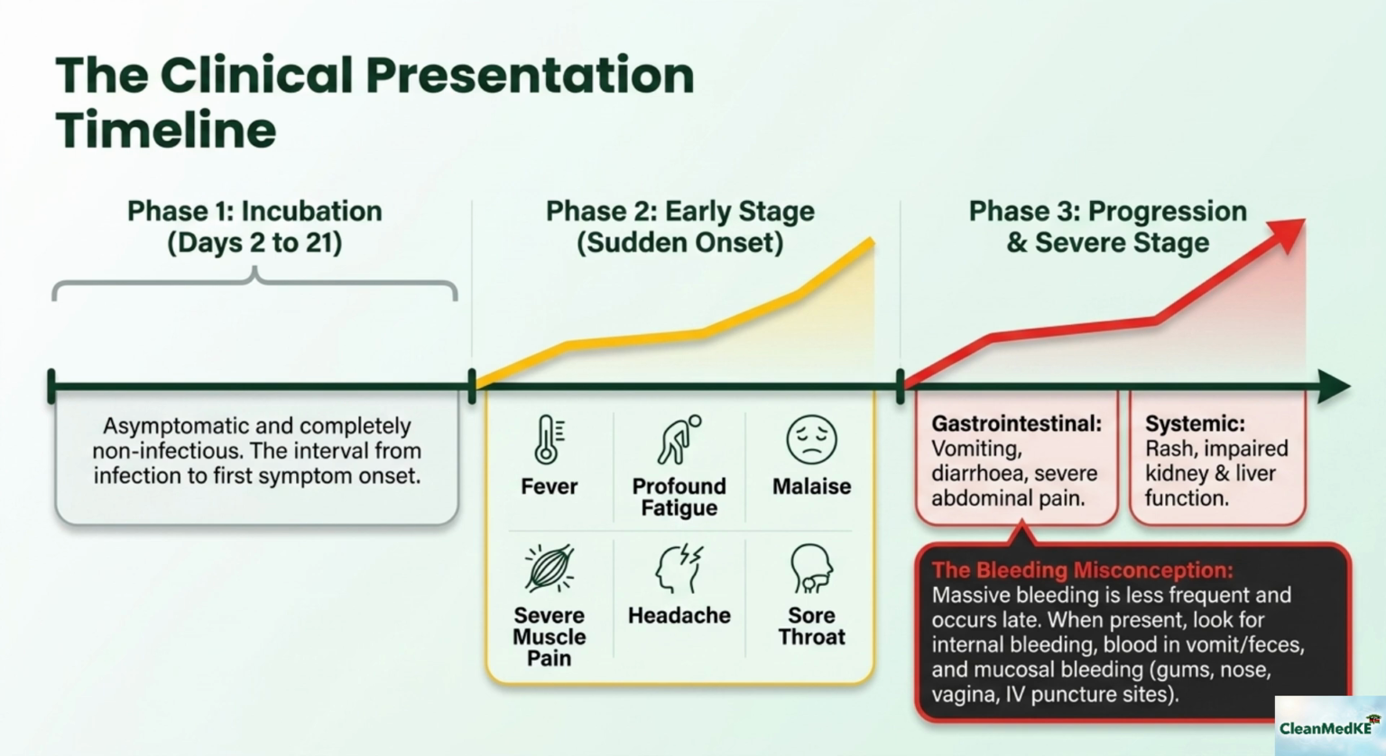As it progresses to Phase 3, the wet symptoms appear. This includes gastrointestinal distress, vomiting, diarrhea, and severe abdominal pain, alongside systemic issues like a rash or impaired liver and kidney function. I want to highlight the bleeding misconception. Massive external bleeding is actually rare and usually occurs very late. Instead, look for internal bleeding: blood in stools or vomit, or mucosal bleeding from the gums or IV sites.